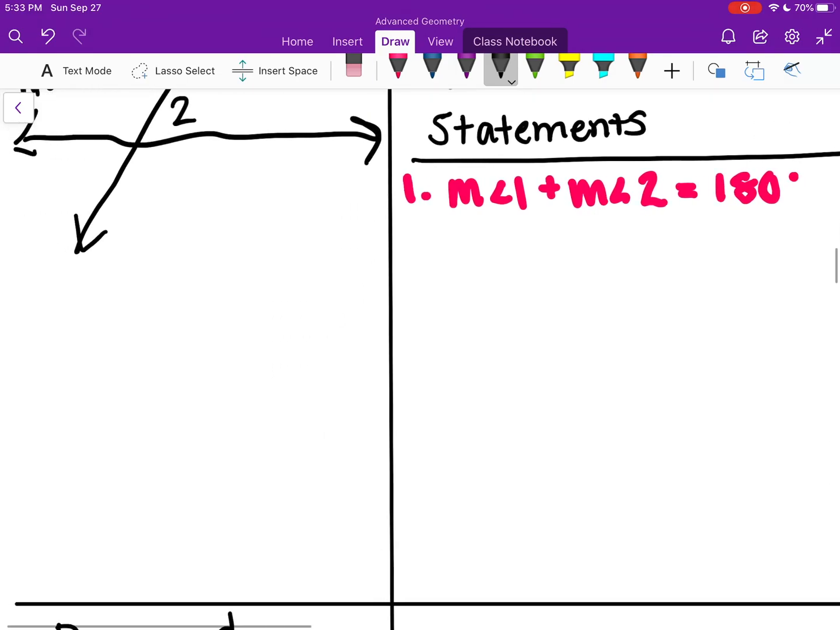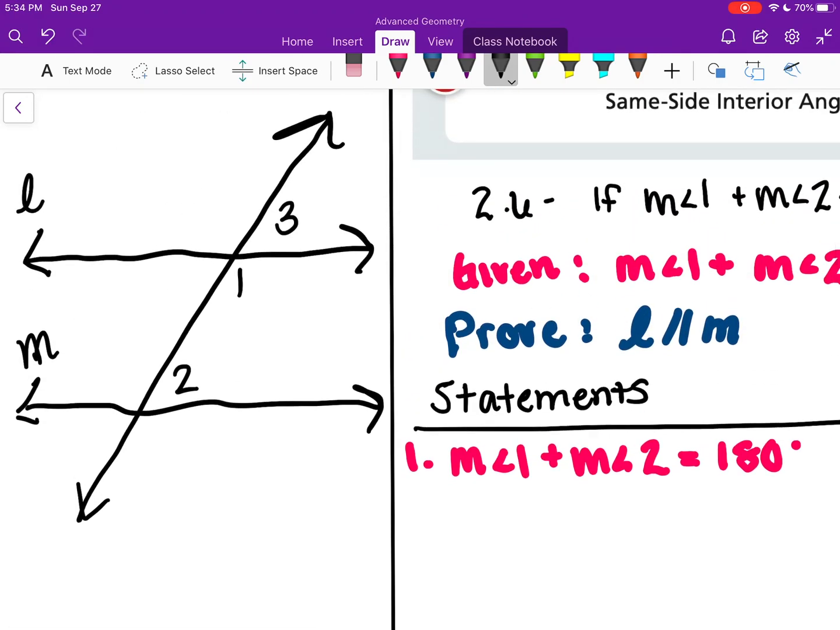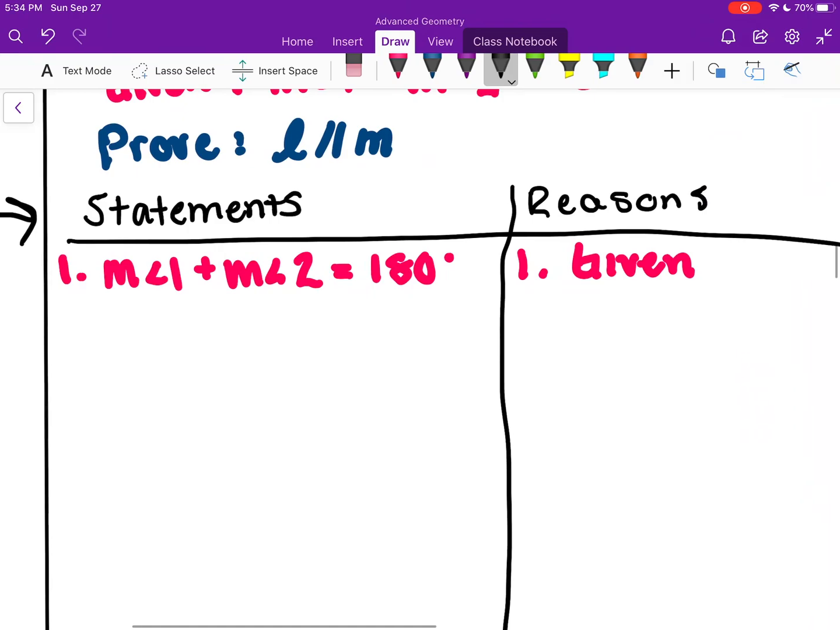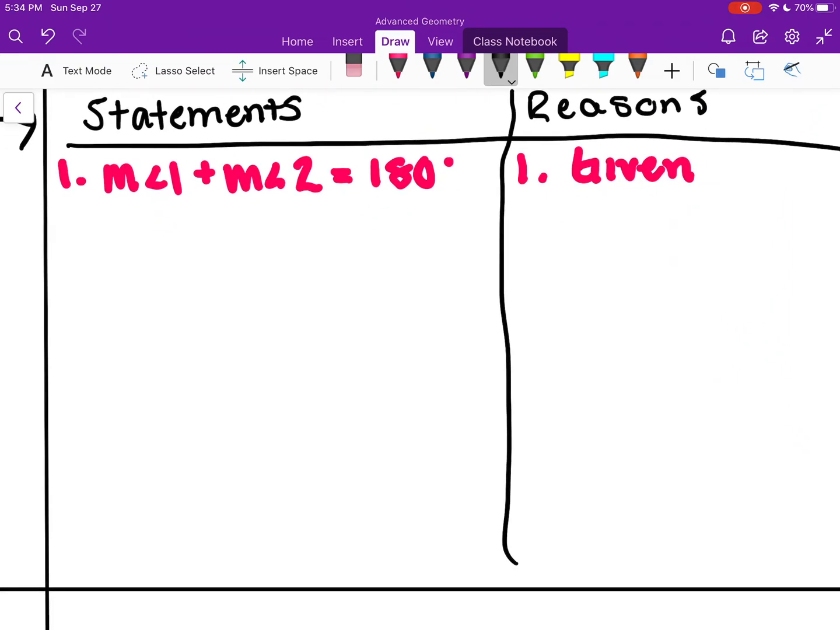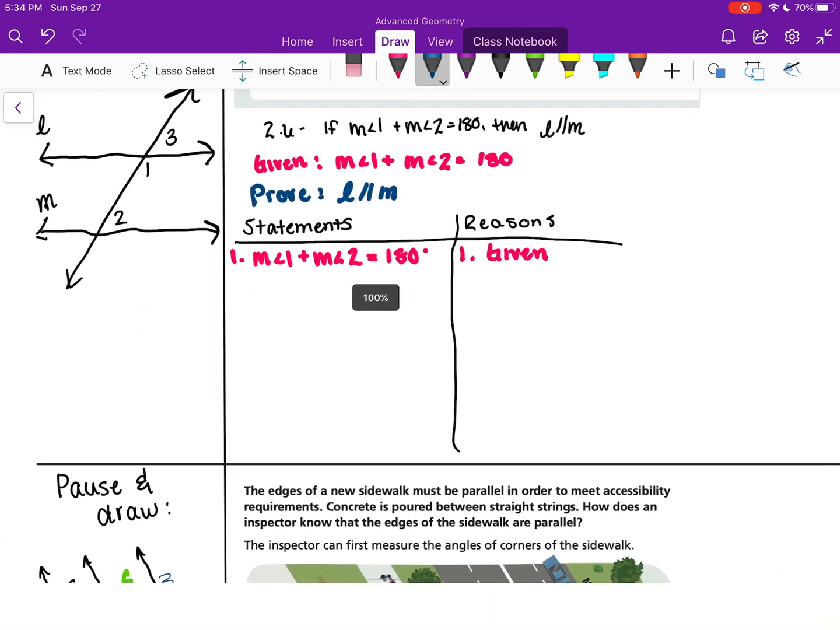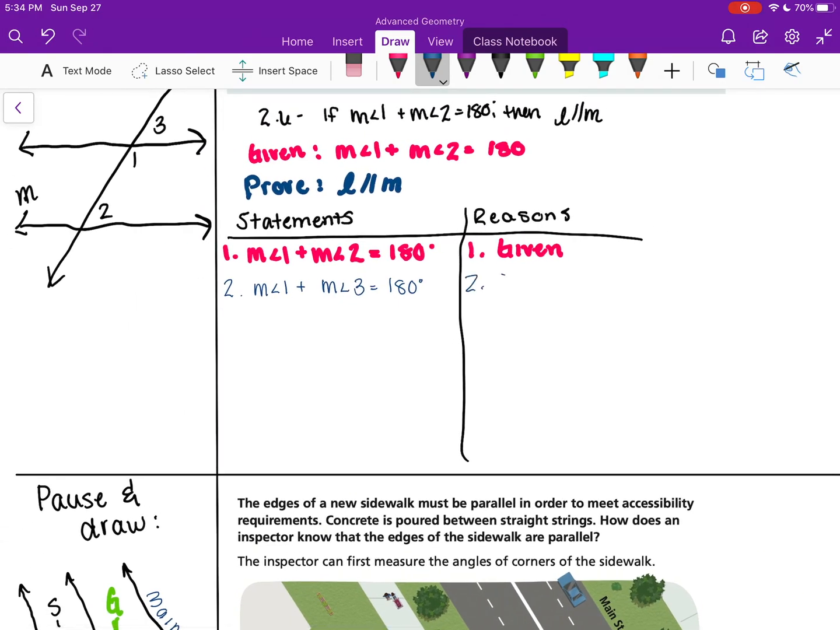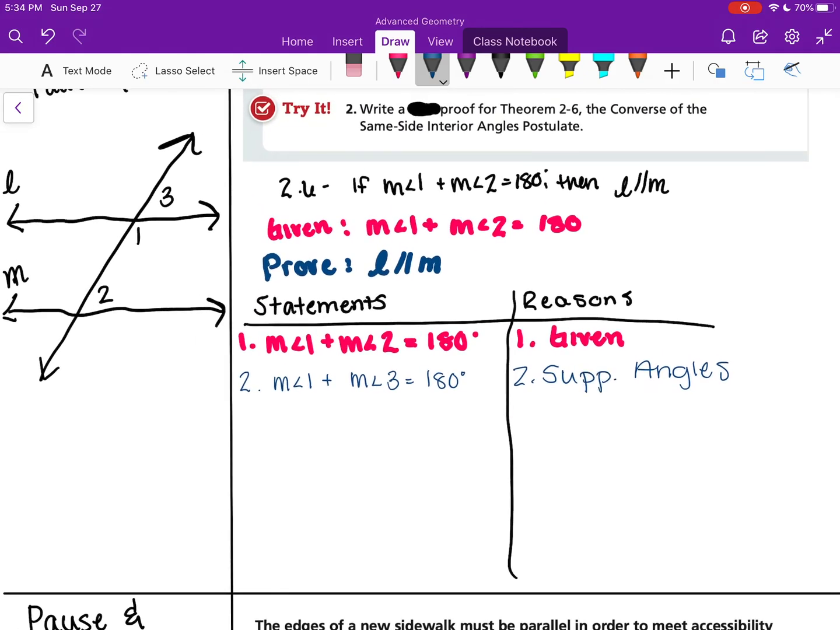So now let's look at this figure, and what else can we notice about this figure? What other angles do you notice also equal 180 degrees? 1 and 3. So that's where we logically go next, to build off of what we can see. So my statement number 2 is going to be that the measure of angle 1 plus the measure of angle 3 also equals 180 degrees. And we know that because they are supplementary angles. They are created on the same line.